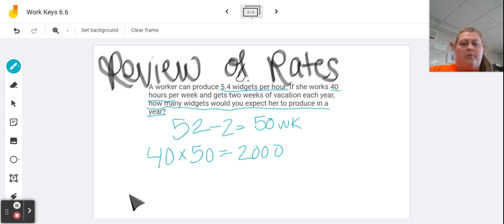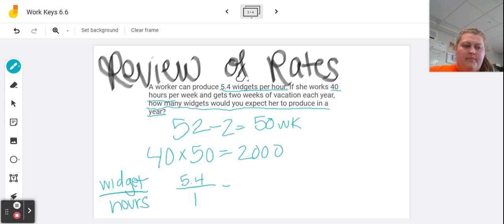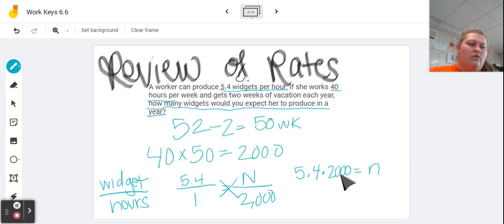So I'm going to set it up as a proportion, which we know and love, and solve. So I have widgets on top and hours on the bottom. So if she produces 5.4 widgets in 1 hour, how many widgets will she produce in 2,000 hours? So cross multiply and solve for x, or n. So I have 5.4 times 2,000 equals n. 5.4 times 2,000 gives me 10,800 equals n. So within the year, she makes 10,800 widgets.